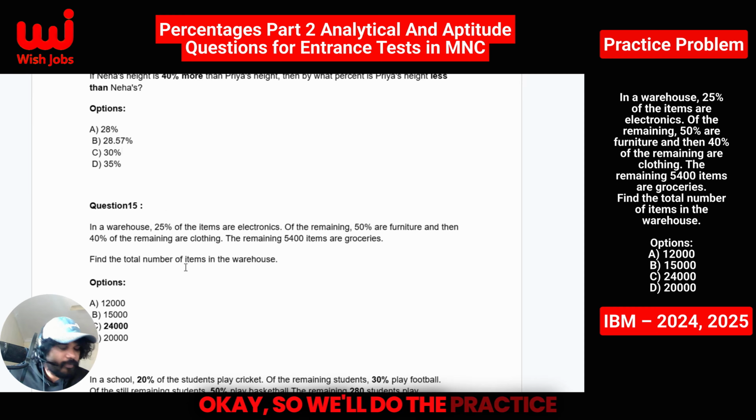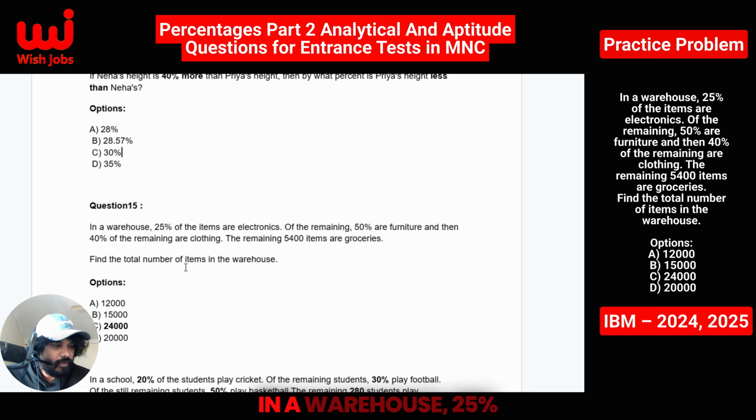So we'll do the practice problem. In a warehouse, 25% of items are electronics. Of the remaining, 50% is furniture, and then 40% are clothing. The remaining 5,400 are groceries. So what is the total number of items in the warehouse?